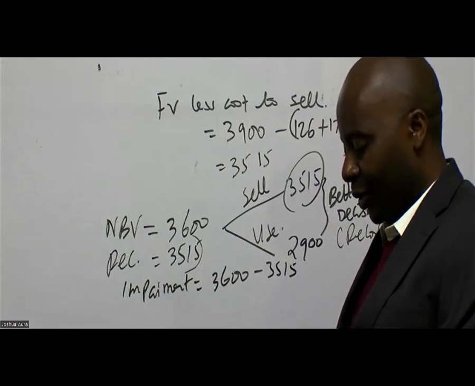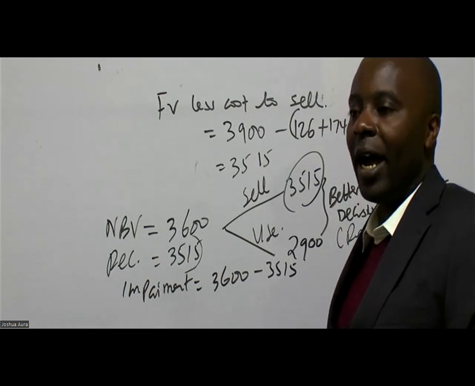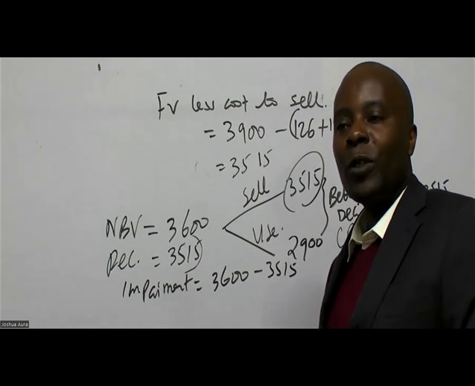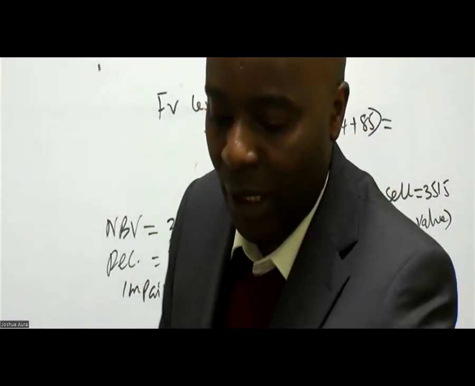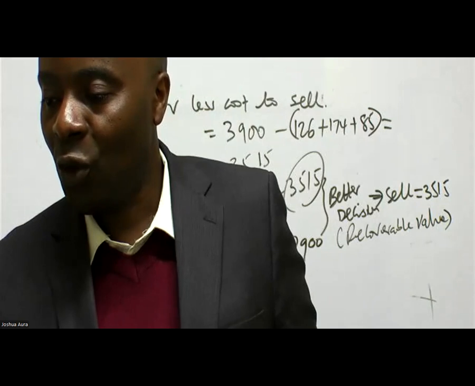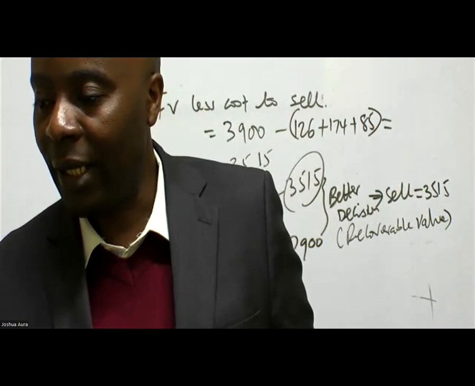So we have here 3,600 minus 35.15, which will give me 85. So the impairment loss is 85. Impairment loss is 85. So the impairment loss that should be recognized is 85. So what has this finance director done?